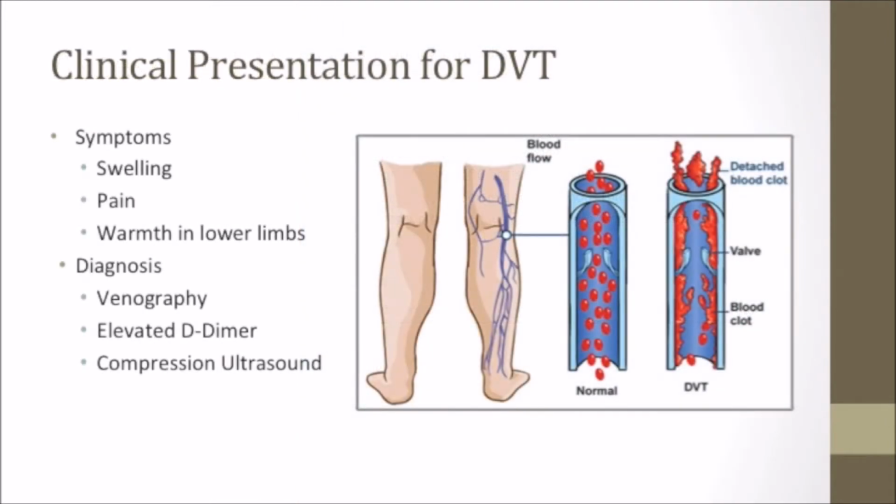Symptoms for DVT, or deep vein thrombosis, include swelling, pain, and warmth in the lower limbs. Diagnostic tests include venography, elevated D-dimer, and an ultrasound.